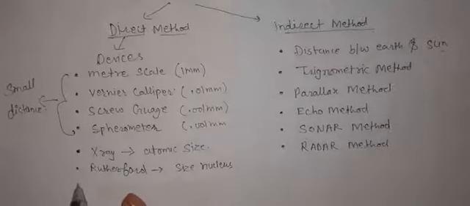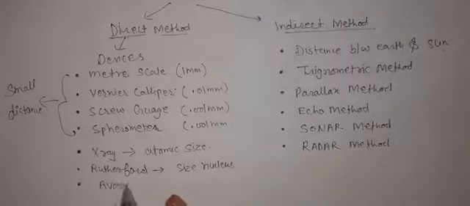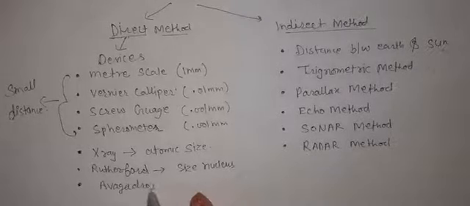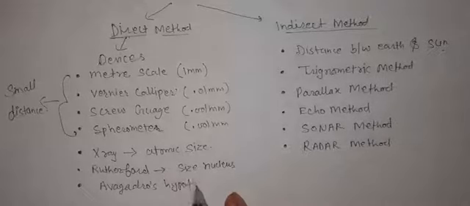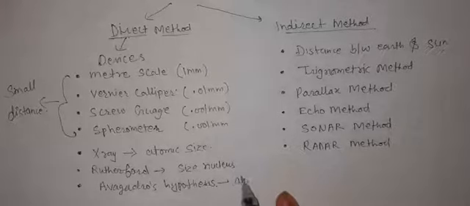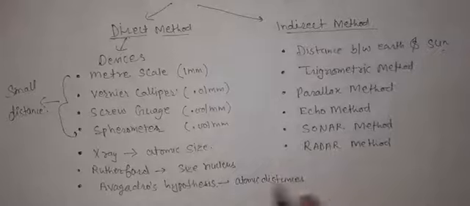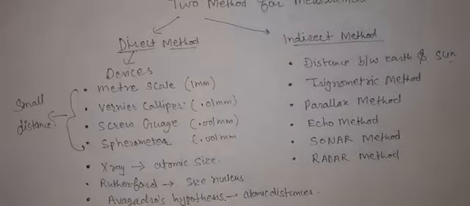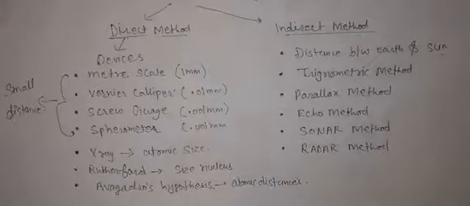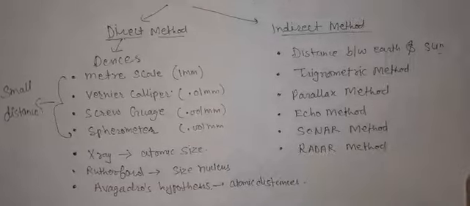And similarly we have Avogadro's hypothesis. With the help of this hypothesis we can find atomic distances. So we can do this over here. Many methods we are having. Direct methods are also there, indirect are also there. So we have devices for small measurements, and we also have them for large measurements.